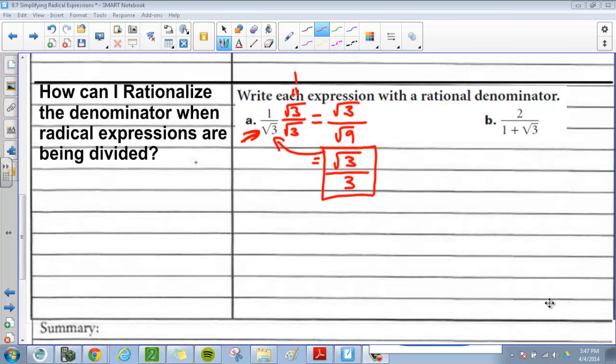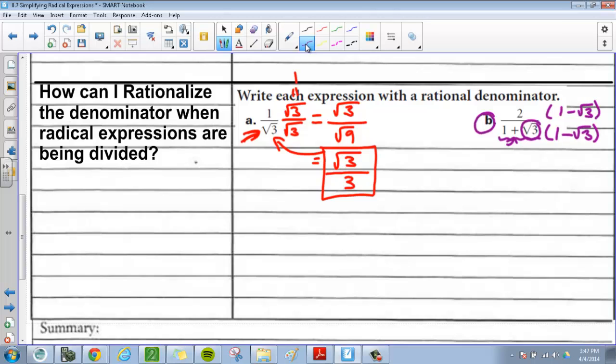Okay. Now we're going to do the same thing for this problem right over here, b, but it's a little bit different. You don't multiply by the square root of 3. You've got to multiply by the conjugate. That's what it's called, the conjugate. And this is what the conjugate is. You look at the radical, and if the radical had a positive or an addition in front of it, you multiply by the same thing but with a negative in front of it. If it was a negative there, you multiply by a positive. So in this case, we're going to multiply by the negative. So we're going to multiply by 1 minus the square root of 3 on top and bottom. 1 minus square root of 3.